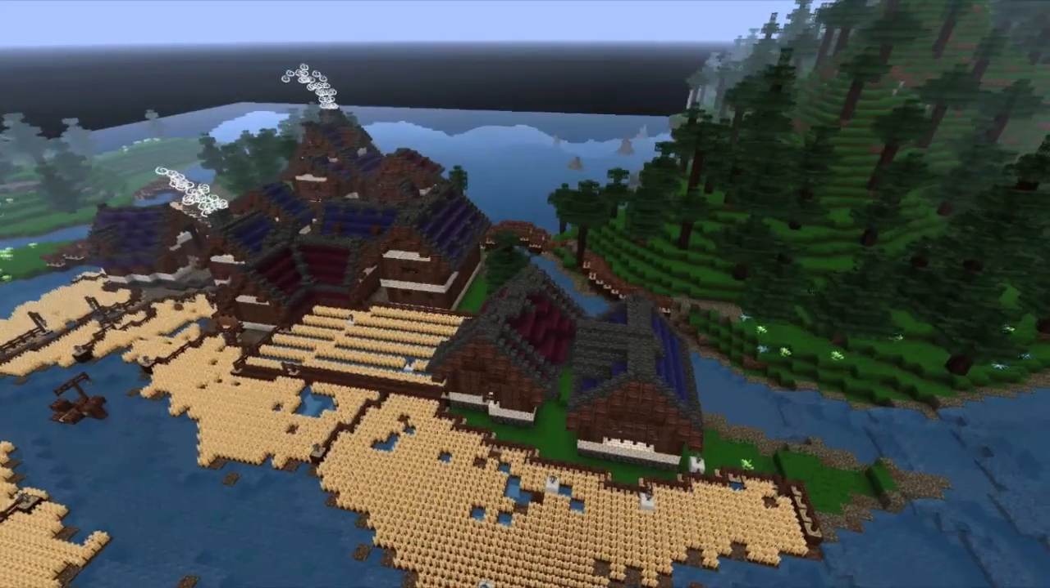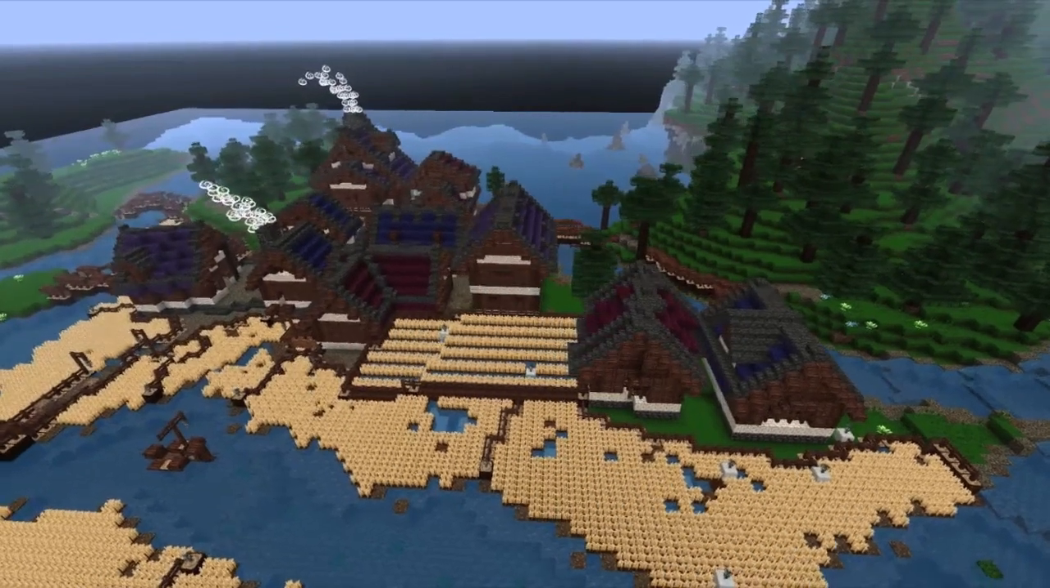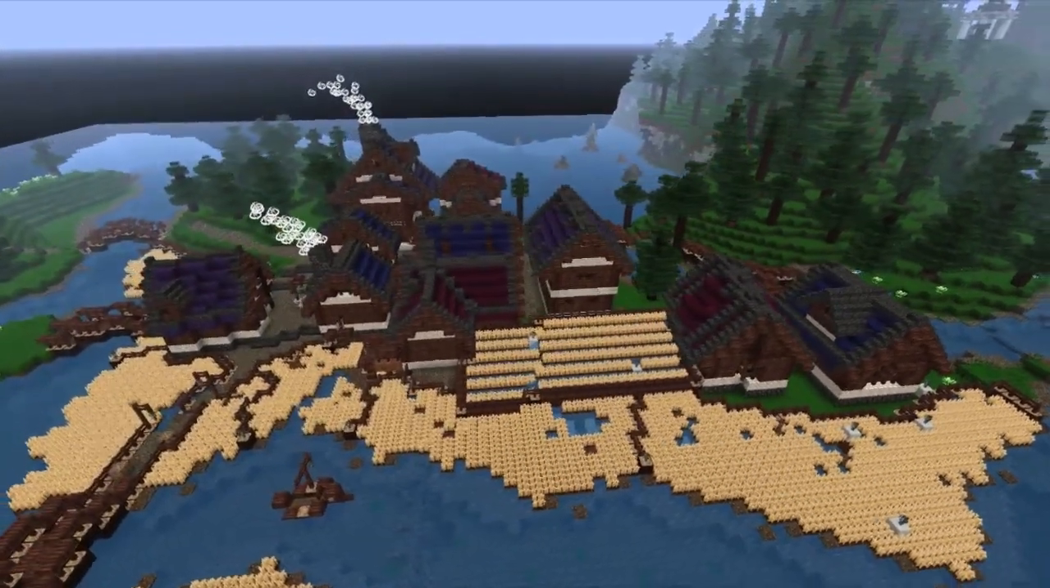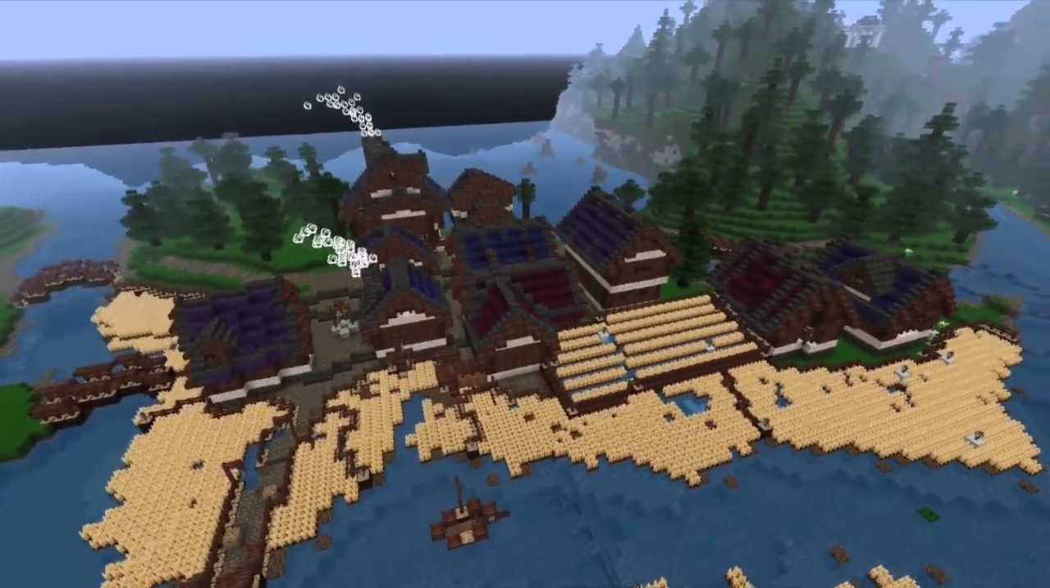A good example of this is the village of Kaldekar. It uses red in the wood, purplish red, purple, and purplish blue for the roofs.